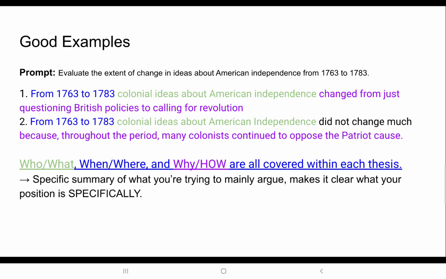See how it's really simple. It's just one sentence, but it covers everything. So basically, looking at this, you should conclude that your thesis is a specific summary of what you're trying to mainly argue, and adding these who, what, when, where, and why, how makes it really clear what your position is specifically.